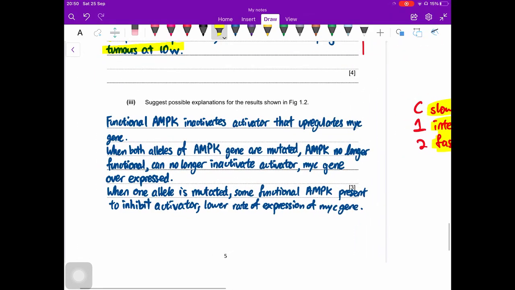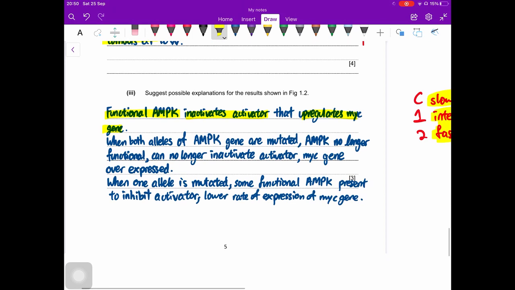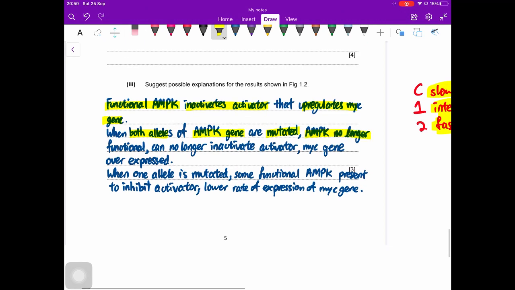So our functional AMPK, we give a reason why they develop tumors the slowest, because your functional AMPK inactivates the activator that upregulates your MIC gene. So this is to explain why your development of tumors is slowest in your control group. Then now you say, when both alleles of your AMPK gene are mutated, now your AMPK is no longer functional. And when it's no longer functional, it no longer is able to inactivate your activator, your MIC gene remains overexpressed.